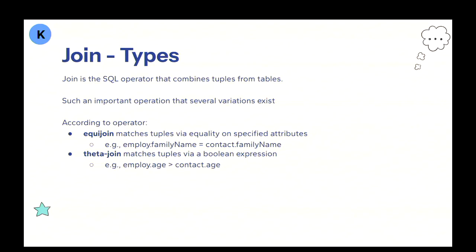For example, if we want to append the tuple of an employee with a tuple from the contact table, we can check for the equality of family names. So we append a tuple of an employee with a tuple from the contact table with the same family name. This is the first type of join. The second type of join is theta join. It is used to match tuples via Boolean expressions. This Boolean expression could be different from just an equality check. You can use any operators here, as long as it produces a Boolean value.